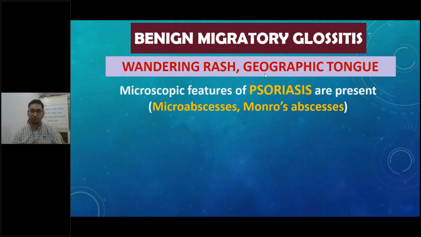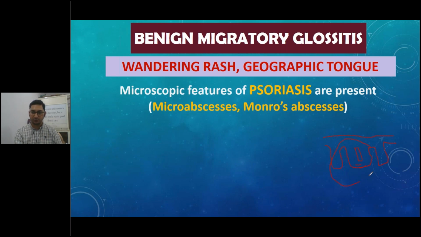So benign migratory glossitis or wandering rash is associated with psoriasis, right? It is psoriasis, and it is confirmed histologically also. Histologically, it has microabscesses and Munro's abscesses, which are usually seen with psoriasis. The histological appearance is the same as that of psoriasis. It also has test tube rete pegs, which is a feature of psoriasis, plus clubbed rete pegs. Clubbed rete pegs means, if this is the epithelium, the rete pegs will be elongated, test tube shaped, plus they will be clubbed. Clubbed means it will be like this. They will be fused at the bottom. So test tube like and fused, this is known as clubbed rete pegs.